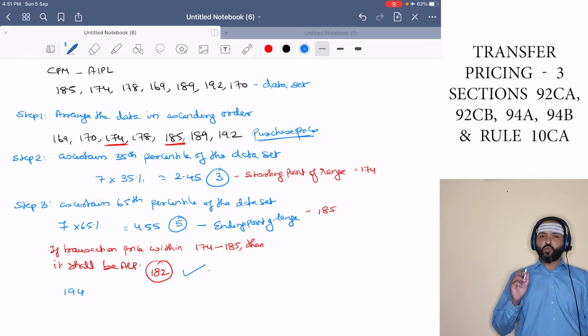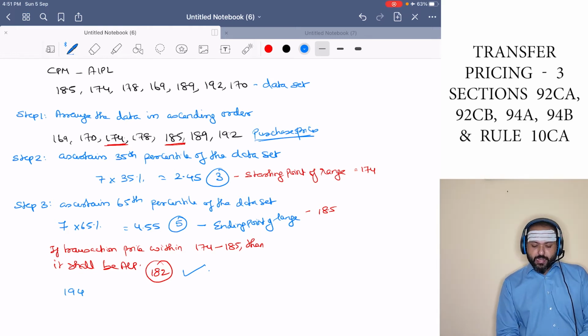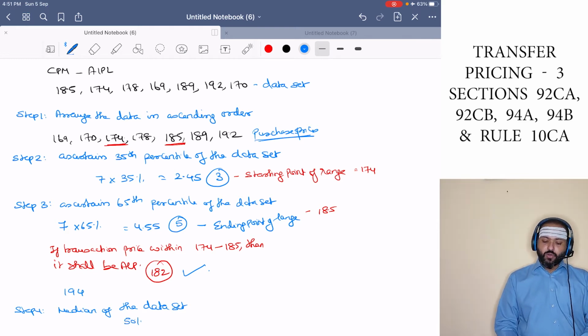Suppose my purchase price is 194. What should I do? I'll have to do step 4. What is step 4? Median of the data set. What is the median of the data set? 50th percentile. So 50% into 7, it will be 3.5.